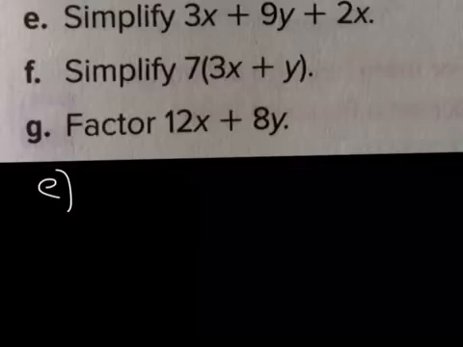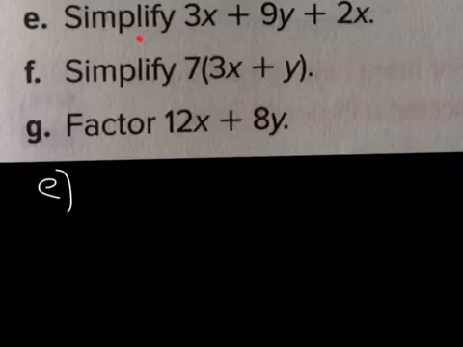Okay, so now we have to make sure that we understand what we're being asked to do. You notice in E we're being asked to simplify, in F we're being asked to simplify, but in G we're being asked to factor. Simplify meaning let's put these together. Factor here means let's find a common factor, the greatest common factor between 12x and 8y, and factor it out. You'll see what we get there.